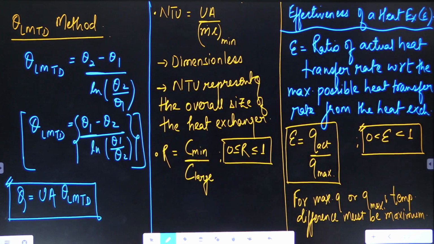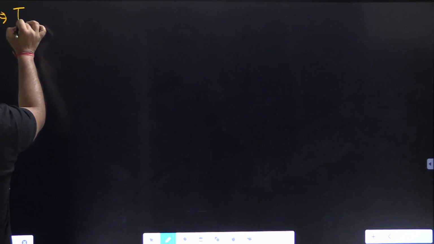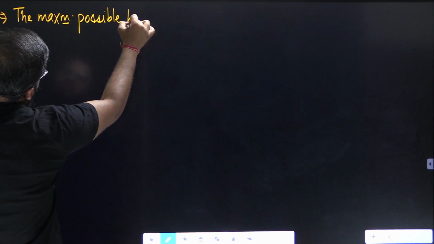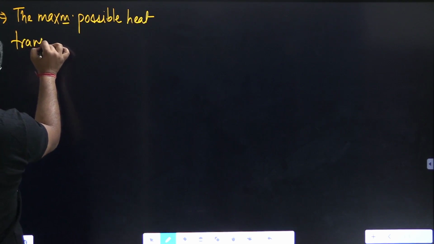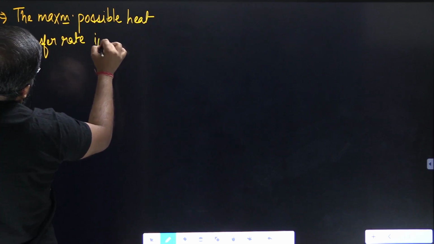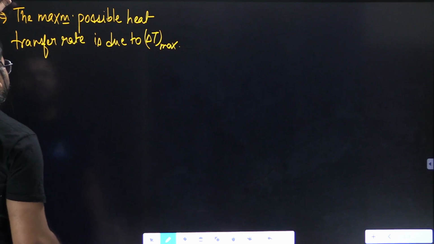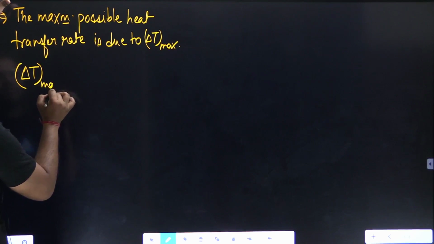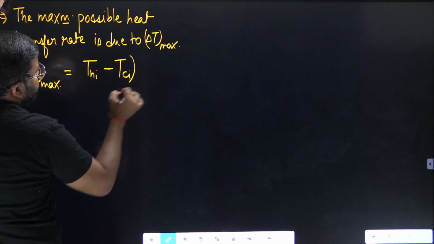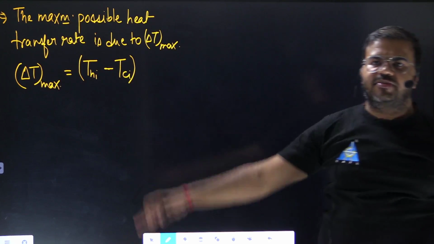The maximum possible heat transfer rate is due to delta T max. Now please listen to this concept, this is very important. What is the maximum temperature difference? The highest possible temperature is THI and the lowest possible temperature is TCI. If I subtract the lowest from the highest, the temperature difference would be maximum. Is it clear?